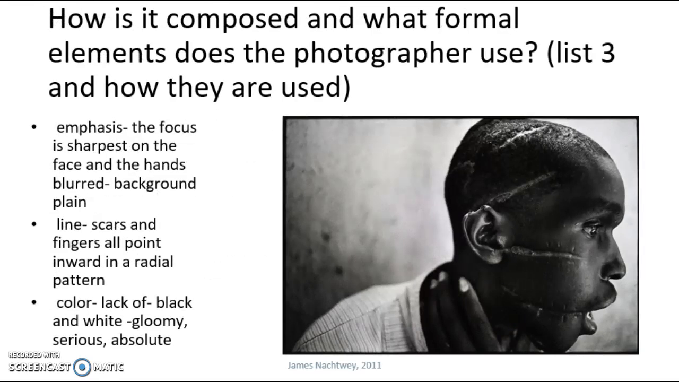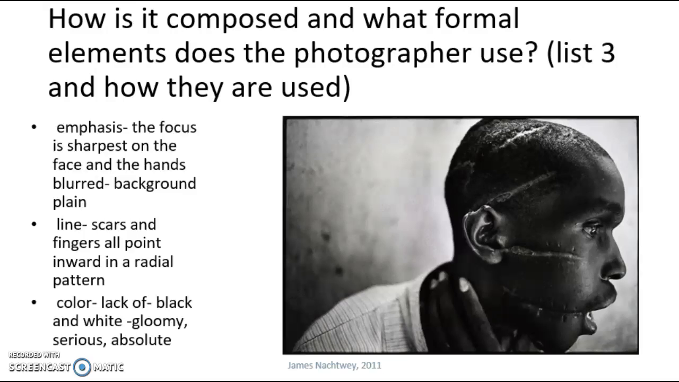How is it composed and what formal elements does the photographer use? I think the most obvious is emphasis. The focus is the sharpest on the face and the hands, and the background is blurred. The fingers are out of focus, the shirt is out of focus, the background is very plain, but there is very sharp and intense focus on the face and the scarring on the subject's face.